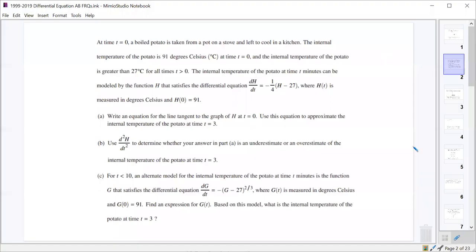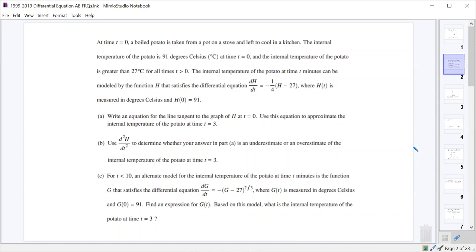So here we've got a potato. We've taken the potato from a pot on the stove and we're cooling it off so that we can eat the potato. Very exciting. Everybody likes to eat potatoes. Maybe not everybody, but some people. We're given some information in here. One, that the initial temperature of the potato as soon as we take it out is 91 degrees Celsius. That is the definition of a hot potato.